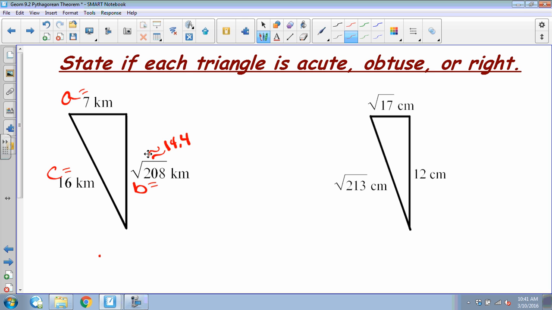Okay, so now we're going to compare C squared to A squared plus B squared. When you're plugging in A, B, and C, you do not want to plug in rounded off values, because we have to know if it's exactly equal to it or if it's greater than or less than. If you plug in a rounded off value, you cut off part of the number.